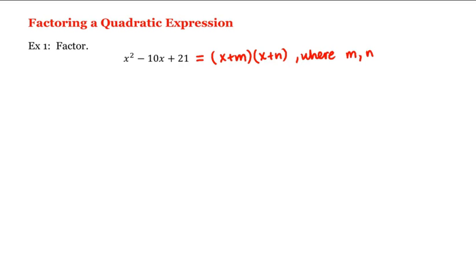All right, let's look at factoring a quadratic expression. For example, let's factor x squared minus 10x plus 21. To factor this expression means we want to write it as a product, x plus m times x plus n, where m and n are integers.